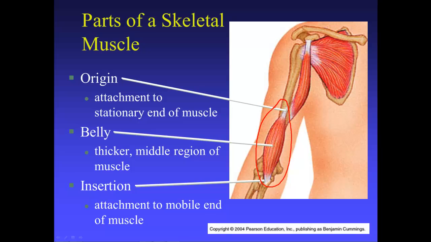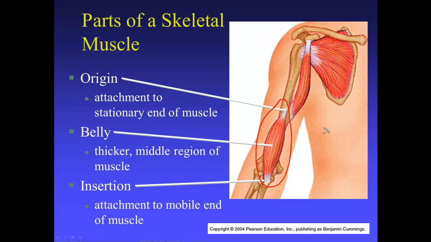Most people, when you say muscle, you think of the big fleshy part of the muscle, which is what we refer to as the belly. This is the thicker middle region of the muscle. What a lot of people don't realize is that muscle, in order to do its work when it contracts, has to attach to at least two places. And there's two basic types of attachment points.